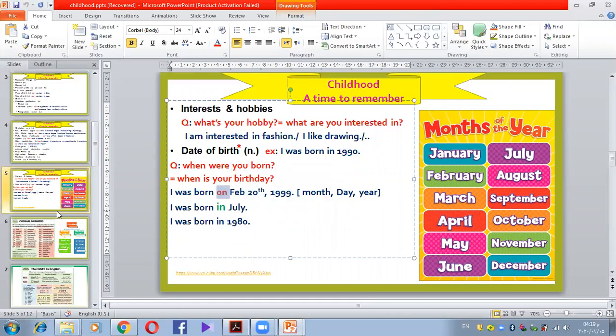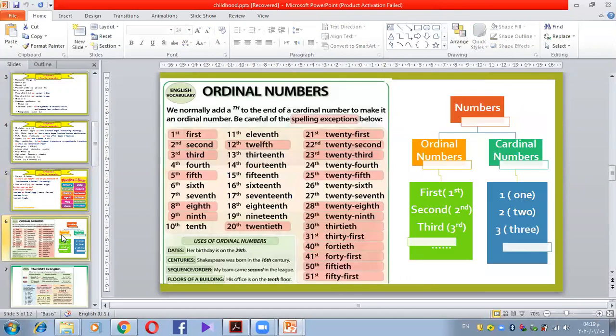Okay, again, how can I say the date of birth? How can I say my birthday? So when is your birthday, Dalia? For example, when is your birthday, Ahmed? When is your birthday, Ali? When is your birthday, Muhammad? Okay. In order to have this, don't forget.